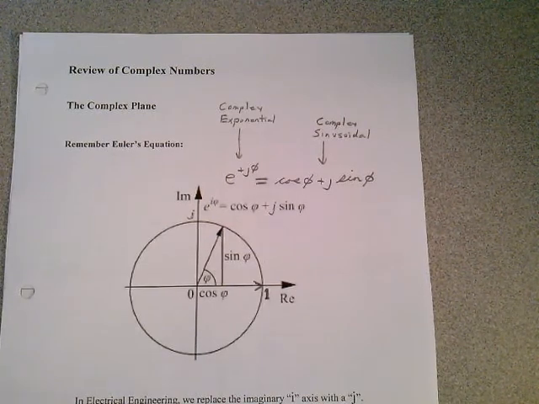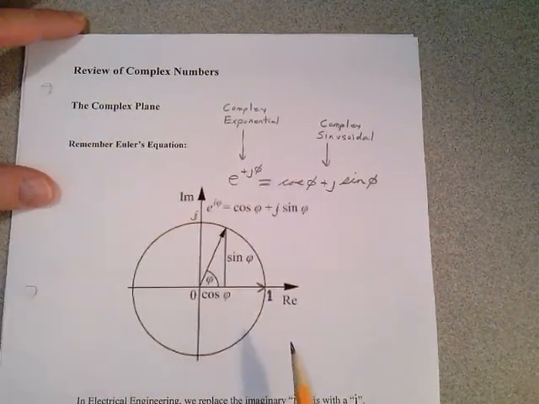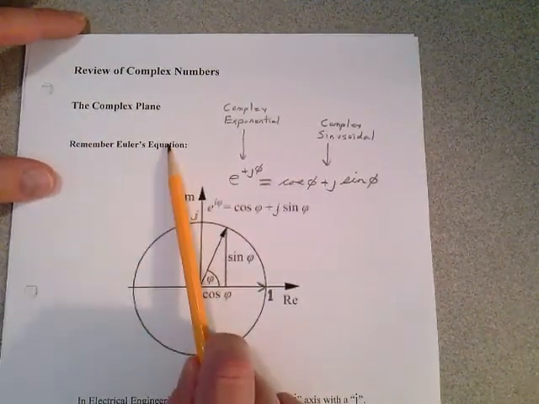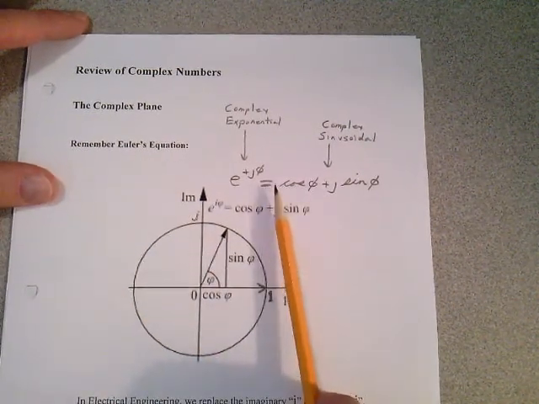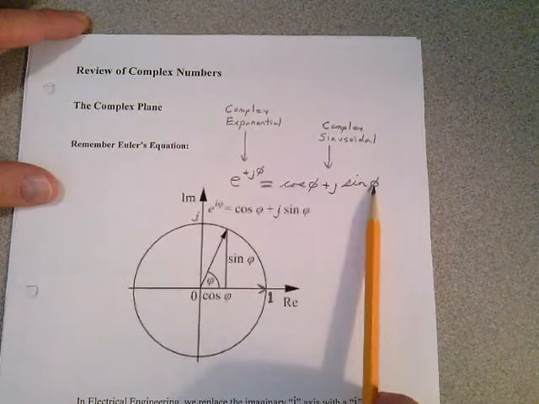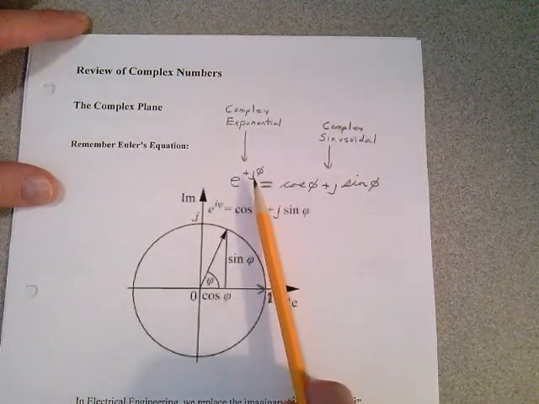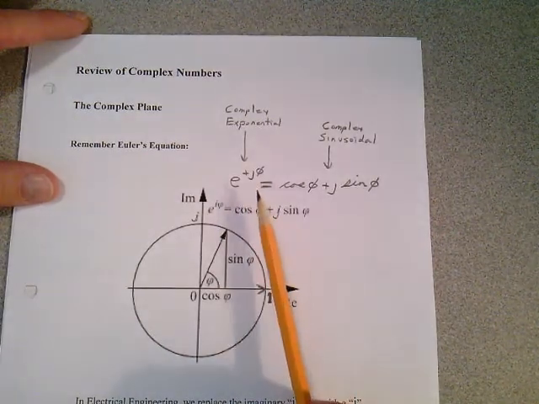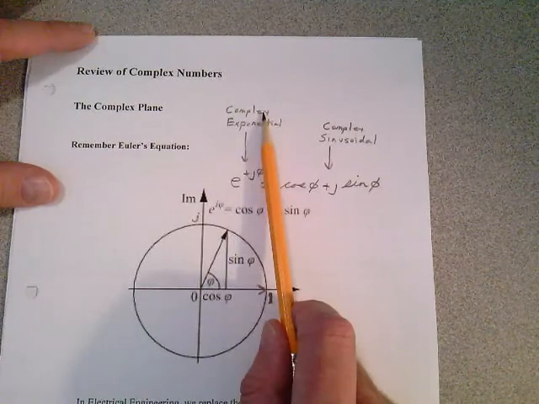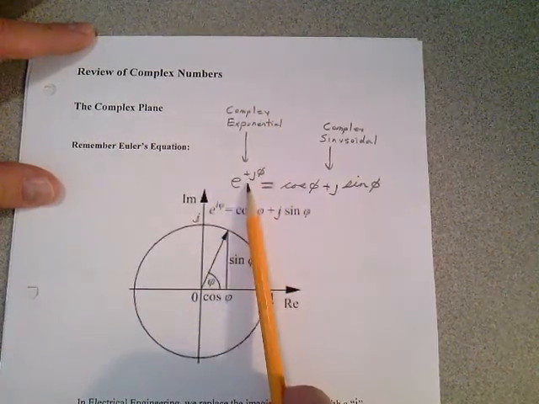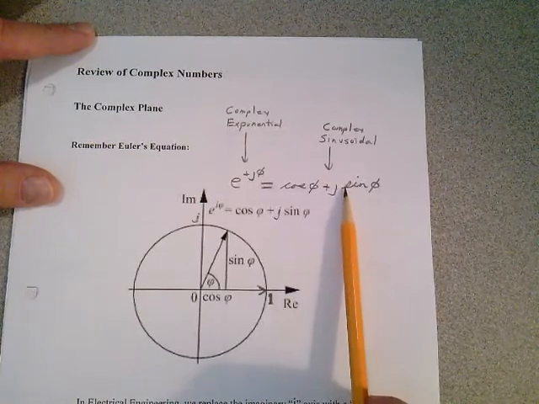On page 129, let's do a real quick review of the complex plane. If you remember, there was an equation referred to as Euler's equation, and this was Euler's equation. Now, if you haven't seen this in math before, don't worry about it. It says e to the plus j phi, where j is an imaginary number, is equal to the cosine of phi plus j sine of phi. This is referred to as the complex exponential form over here, and this is referred to as a complex sinusoidal form.